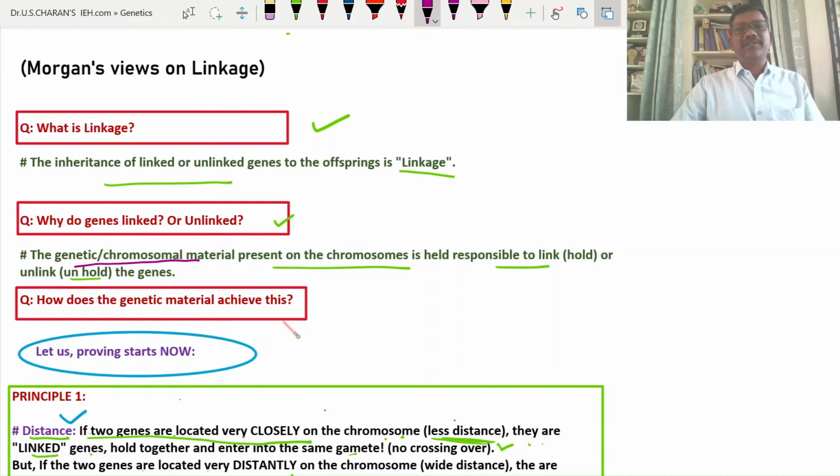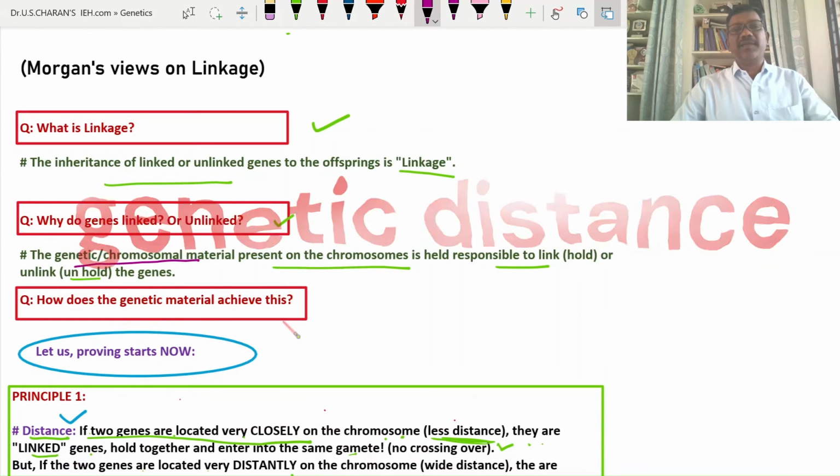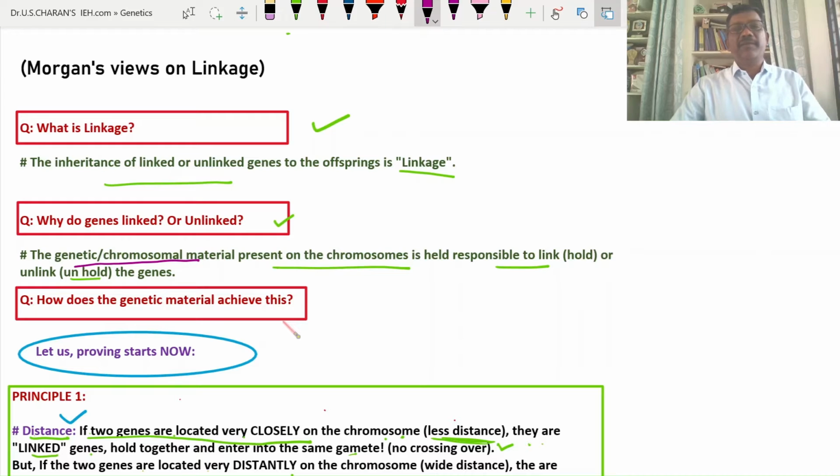Why are some genes or alleles unlinked? Because they are located on different chromosomes, and sometimes even if those genes are located on the same chromosome, the distance between the genes is greater, so they become unlinked genes. If those genes are unlinked, there is no attraction force between them. The genetic material is not involved in linking those genes. So what happens? They are separated, involved in crossing over, and form new genetic recombinations and new genotypes in the next generation.